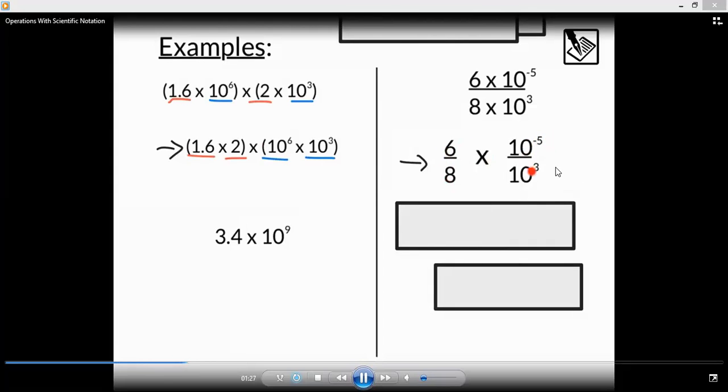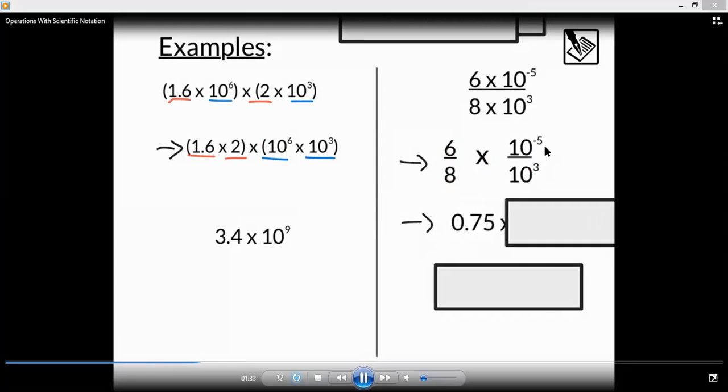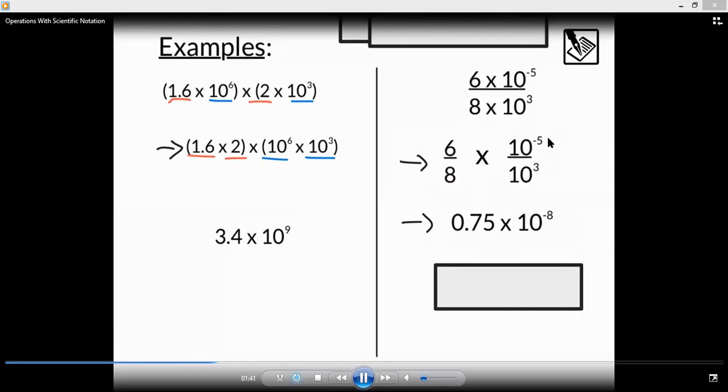And the second part here is 10 to the power of negative 5. It's a division operation, and we have the same base, so we will subtract the exponents. As I told you, the first part, 3 out of 4, will be 0.75. And the second, 10 to the power of negative 5 minus 3, so it will be 10 to the power of negative 8. Now I want to simplify 0.75 times 10 to the power of negative 8.